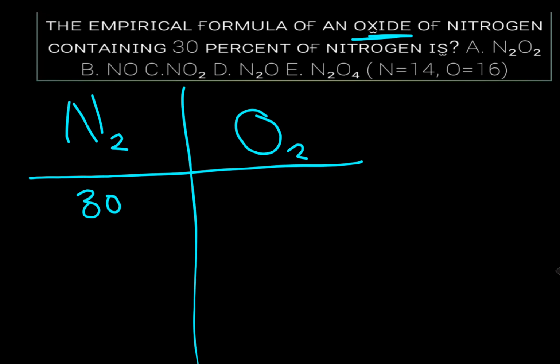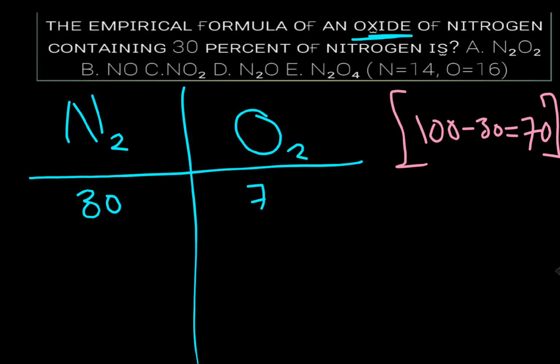In order to get the percent of oxygen, I would say 100 minus 30, and this would be 70%. So oxygen is 70%. I'll write it here, 70%. The next thing is to divide the percentage of nitrogen and the percentage of oxygen by the atomic mass.